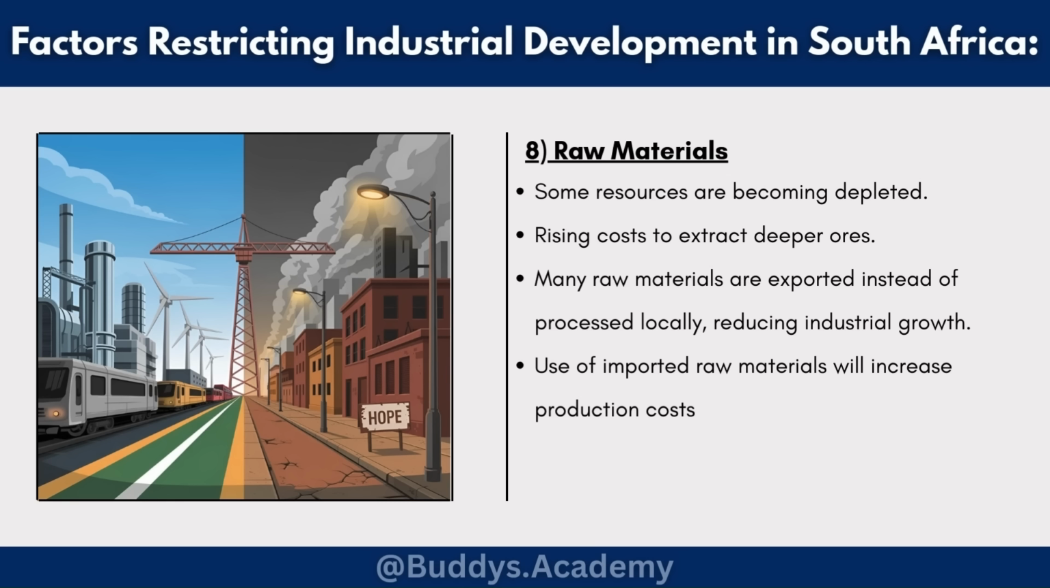Now, some resources like your high quality coal or your certain minerals are becoming depleted, right? And therefore, there's going to be rising costs to extract your deeper ores. Many raw materials are going to be exported instead of processed locally, which is going to reduce your industrial growth. And the use of imported raw materials will obviously increase your production costs.